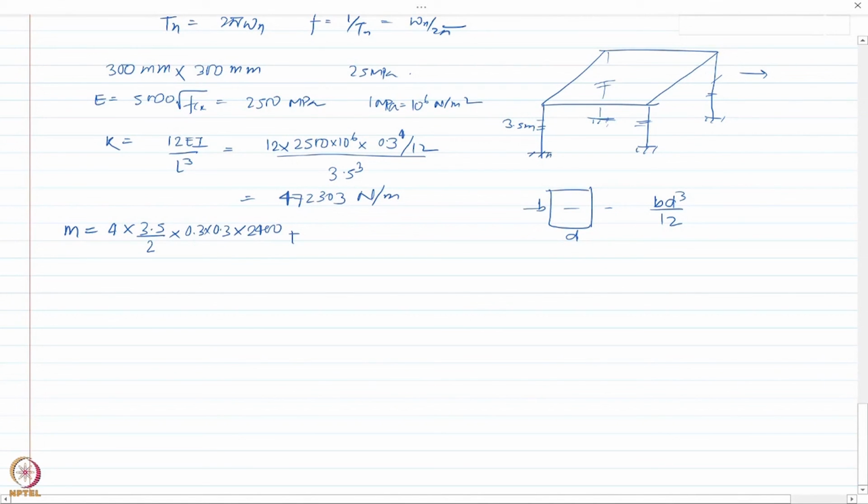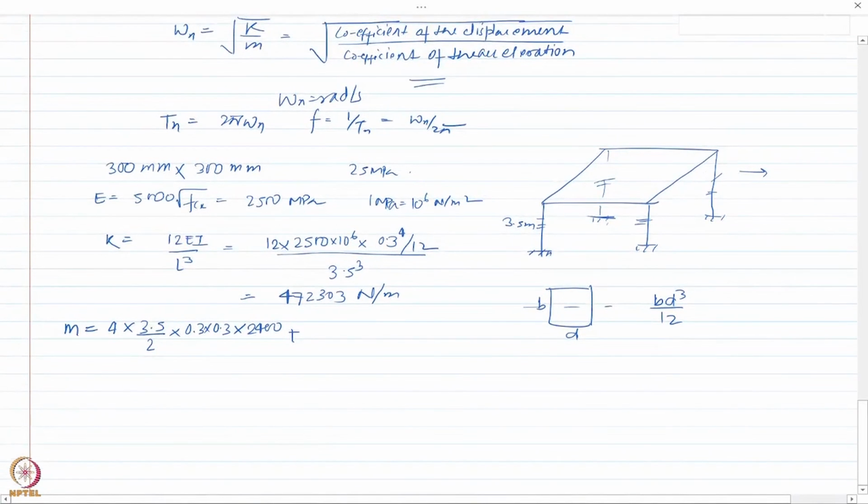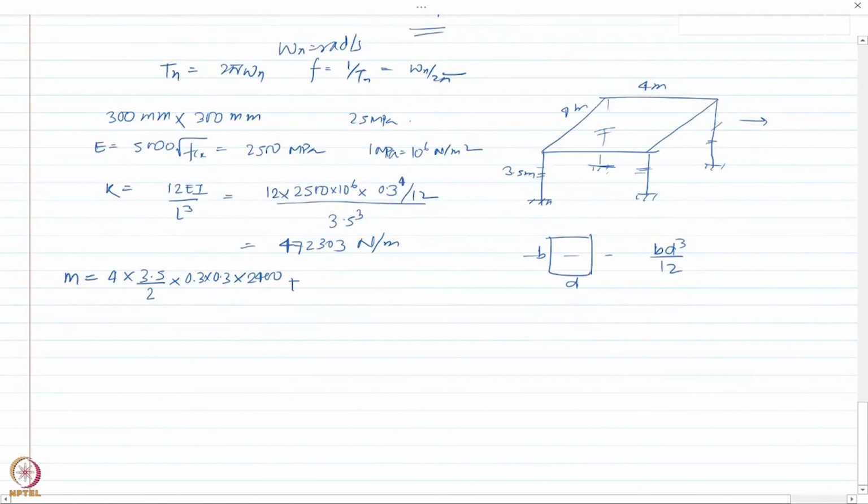For the slab, let me assume a typical slab of 250 mm. In that case the total would be, remember that the slab dimensions I can assume to be 4 meter by 4 meter. So it would be 0.25 thickness of slab times 4 times 4, and then again 2400. So this is basically the dead weight.